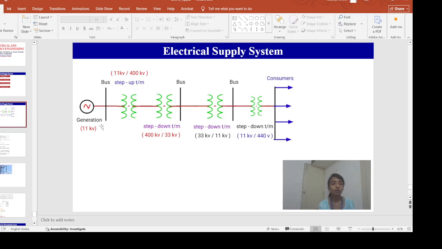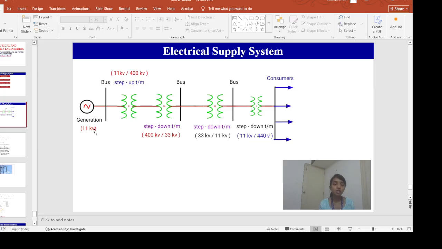Now, that 11 kV power is given to the step up transformer. This step up transformer is located near the power station. So we are stepping up the 11 kV generated voltage to 400 kV. Now you can ask, why do we need to step up this voltage from 11 kV to 400 kV? This is because ultimately we need to transmit this power, and that power has to be used by the consumers. And this 11 kV generated power, I need to transmit over a long distance.